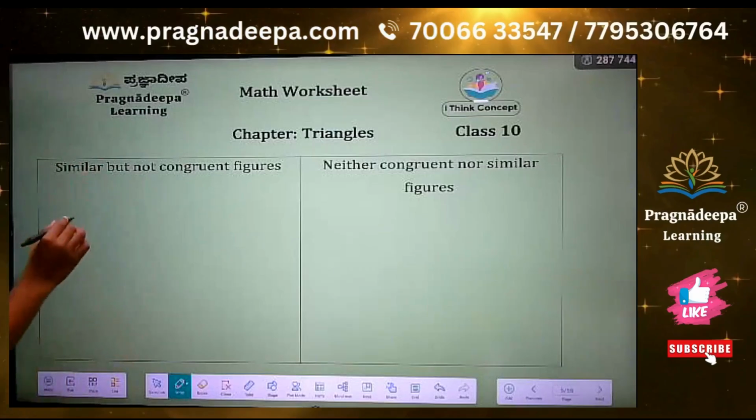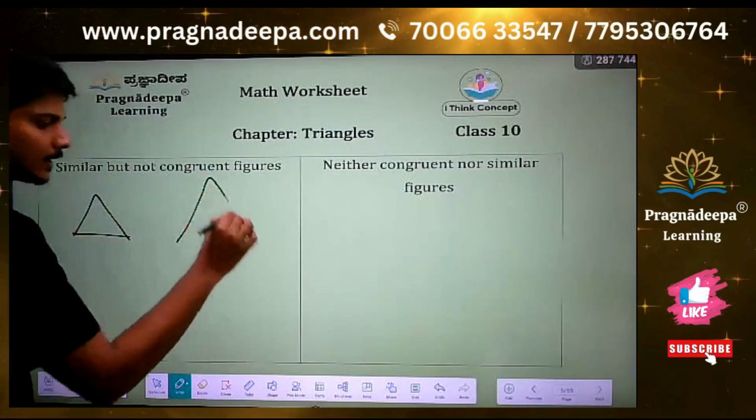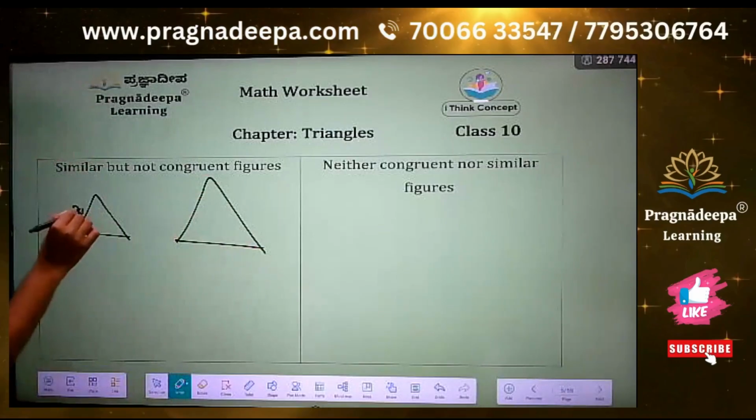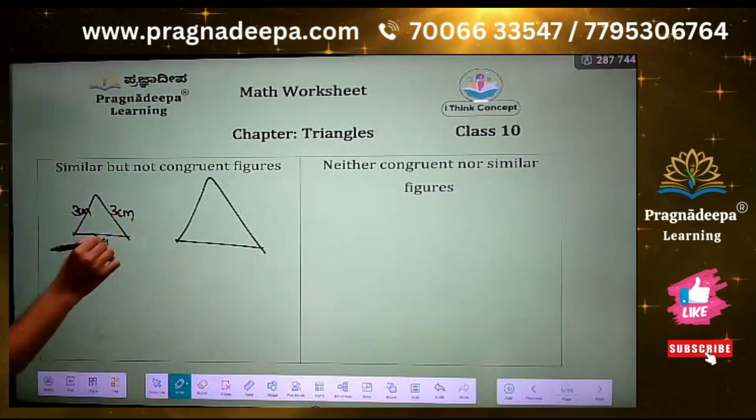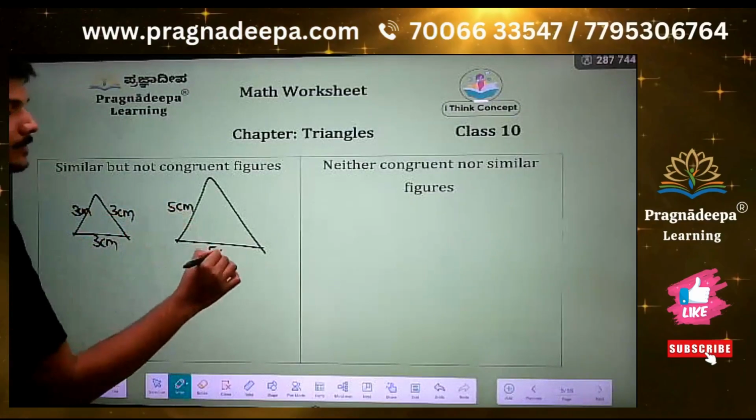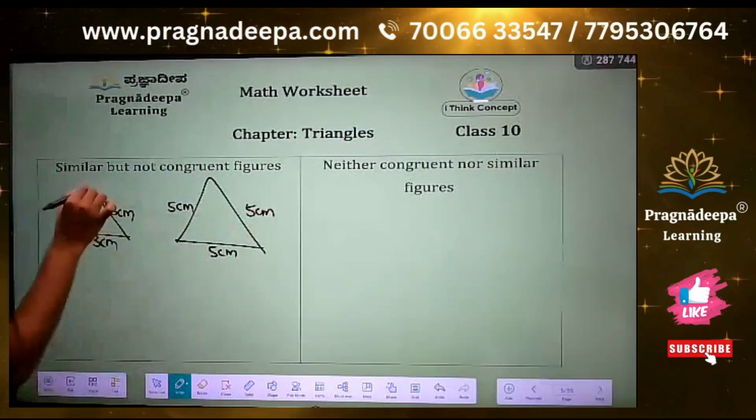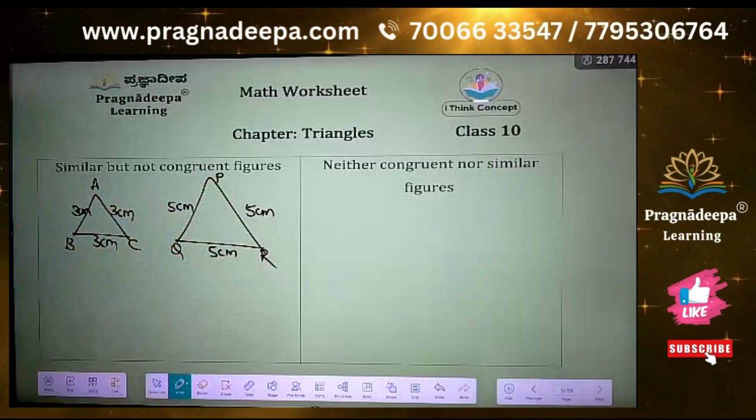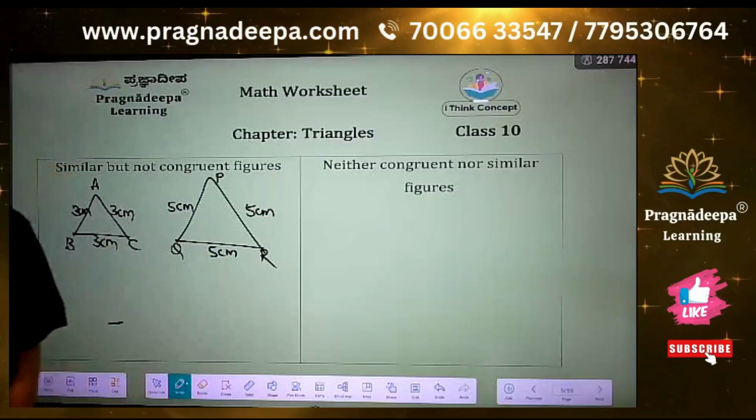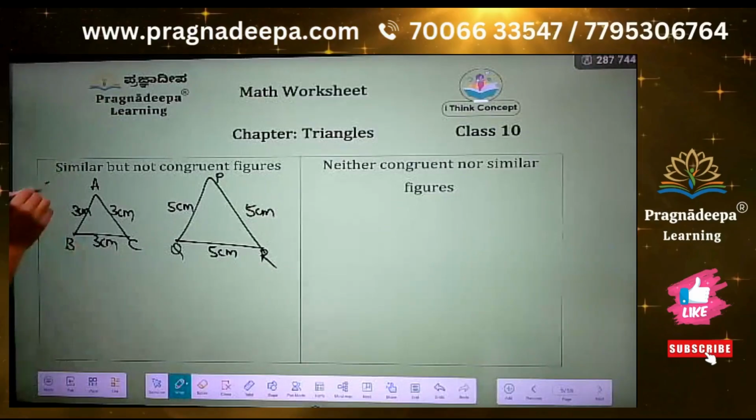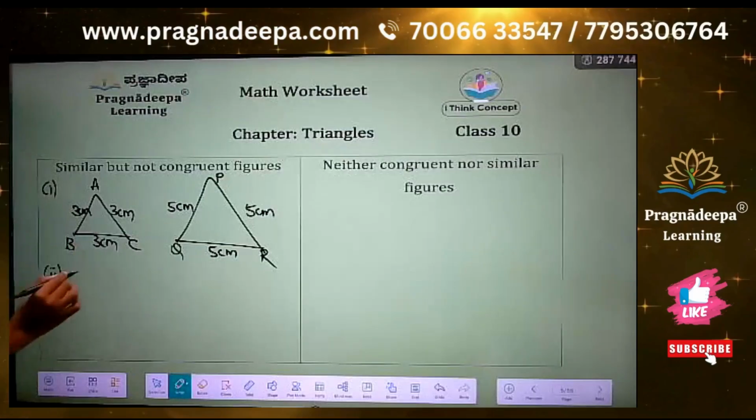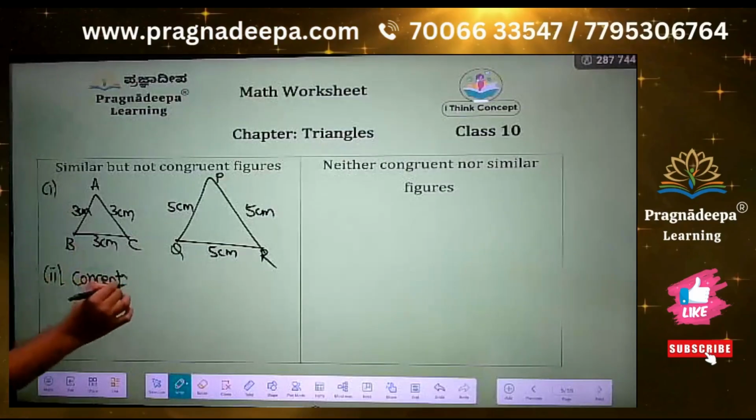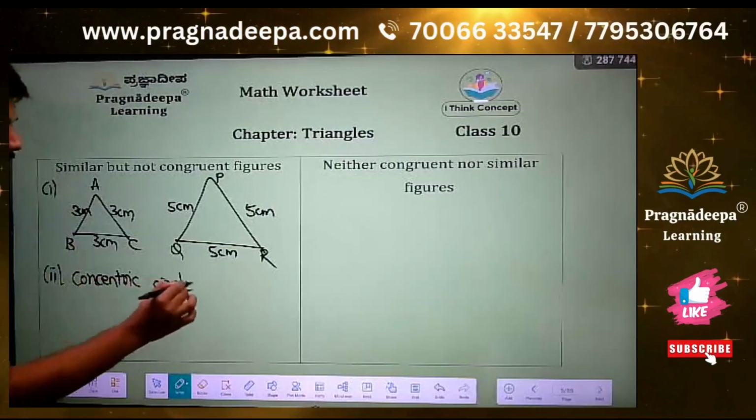So what example can you give? Equilateral triangle with different measurements: 3 centimeters each and 5 centimeters each. These two triangles are similar but not congruent. And also circles with different radii. Concentric circles are similar but not congruent. So this is the first example. Second, you can give concentric circles.